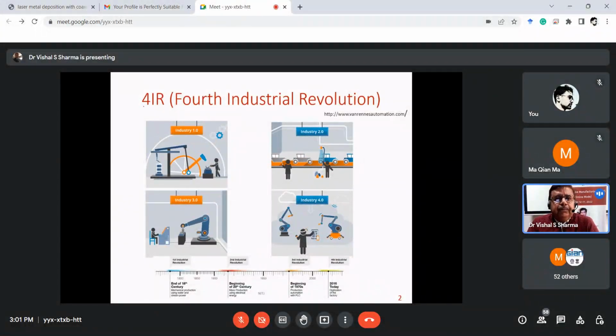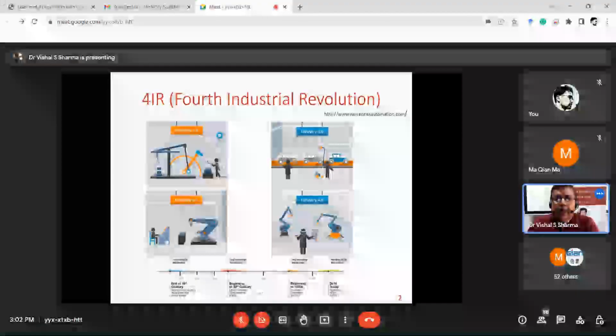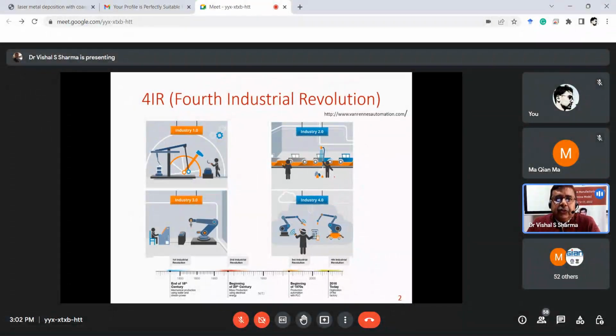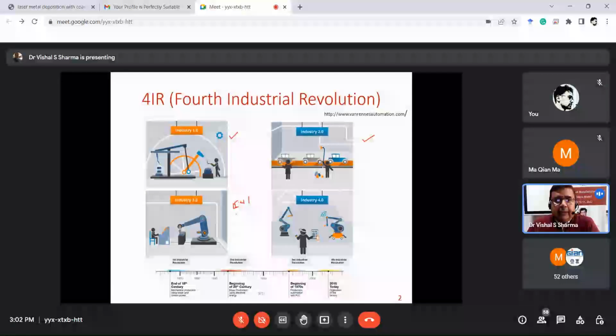To begin with, 4IR, Fourth Industrial Revolution. This figure explains quite nicely. Here it is written Industry 1.0, Industry 2.0, and Industry 4.0. If we see Industry 1.0, the main source of power is steam, and Industry 2.0 is electrical controls, and in Industry 3.0 the main focus is on CNC, computer numerical control, PLC, things like that.